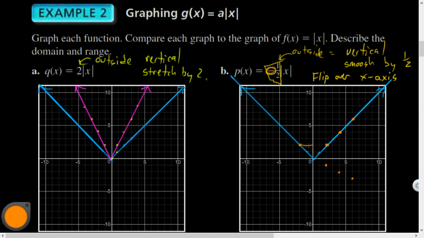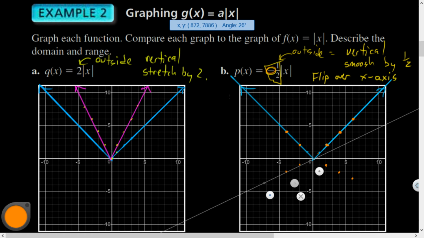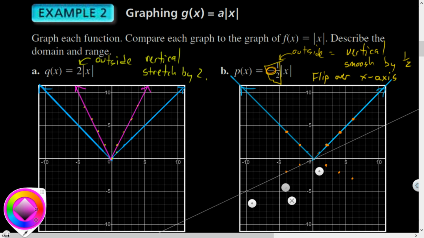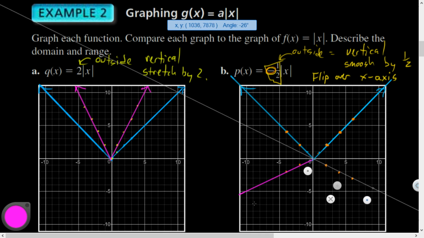Let's try one of these ones over here. Here's this point, which still has a y-intercept of 2. What's 2 divided by 2? 1, and make it negative, so that's down here. Let's see, what's this point? 4 divided by 2 is 2, and make it negative. And so perhaps you can kind of see what this graph is looking like. Excellent. All right, so this is now an upside down absolute value graph.